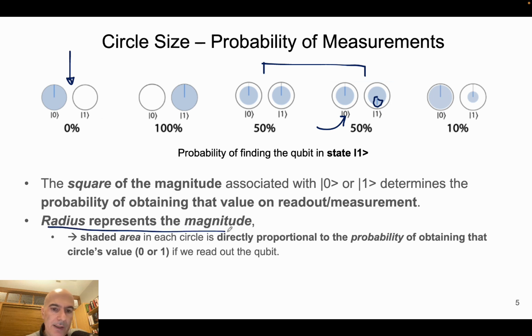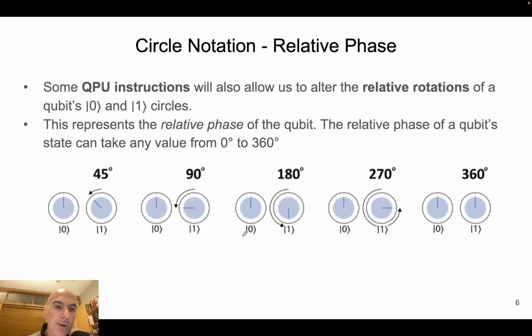The radius represents the magnitude. So the shaded area in each circle is directly proportional to the probability of obtaining the circle value 0 or 1 after the measurement. We are also going to use the relative phase. Right, so we use the relative phase of state 1 with respect to 0.